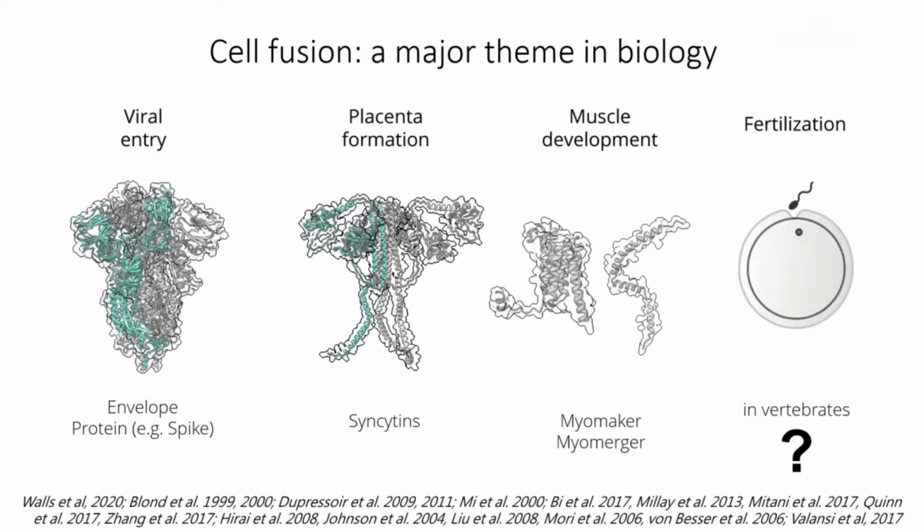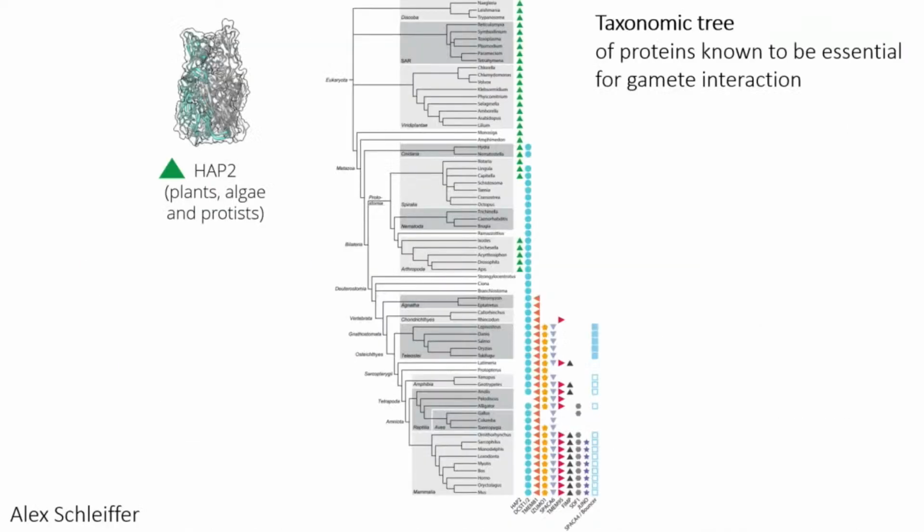So when we now look evolutionarily on a tree, this is a phylogenetic tree of the known fertilization factors that we know so far, you might be able to recognize that HAP2 is here in these plant and protist lineages. Also here, some species have it.